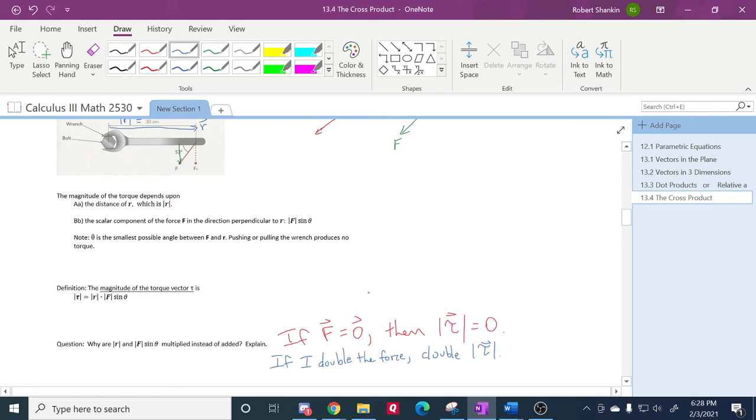Suppose the wrench length was 30 and the force was 10. If I doubled one of them, it doubles the result from 300 to 600. But if it was addition and I double one, it doesn't double the result. So I can tell multiplication is a much better fit than addition.